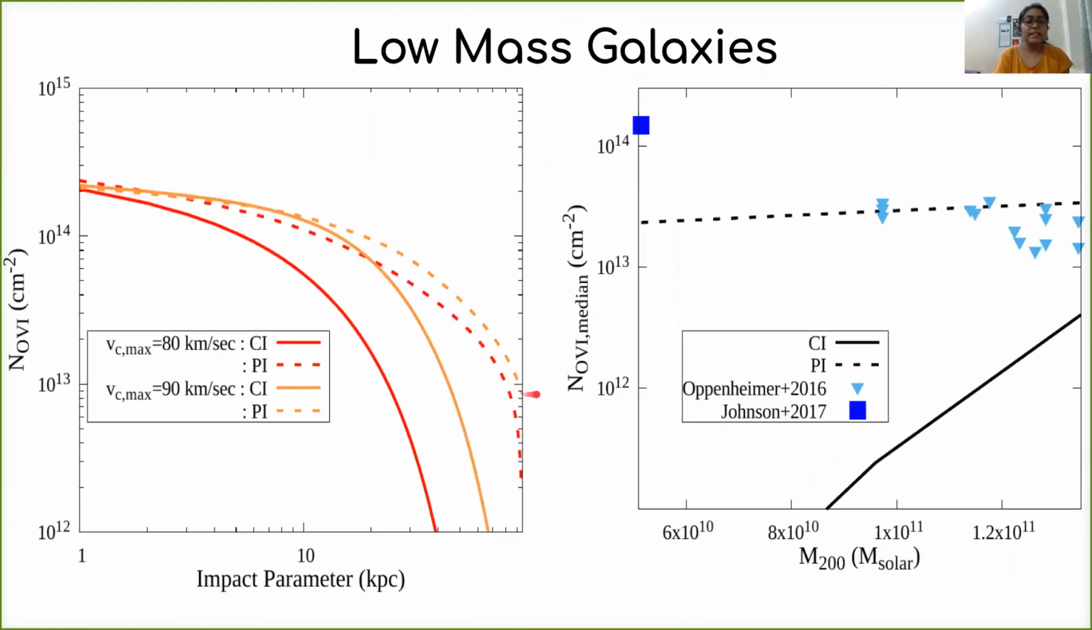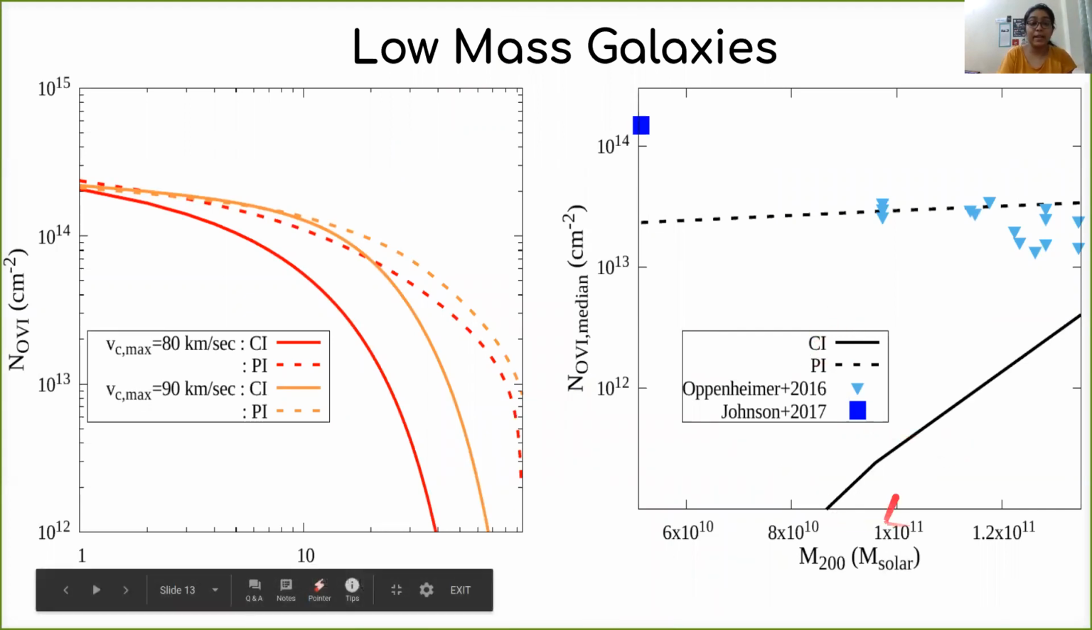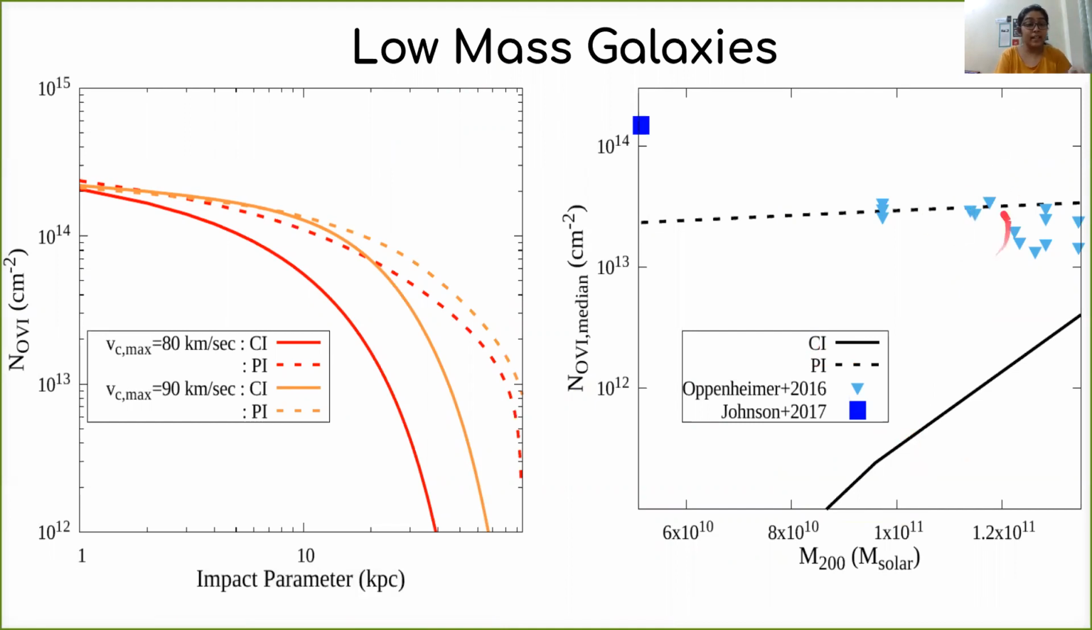Interestingly, as you can see in the plot, for low mass galaxies with halo mass less than 2 times 10^11 solar mass, photoionization plays an important role in explaining the expected high O VI column densities, where only the collisional ionization model failed to explain the same. However, the value of N_OVI from the photoionization model is not quite as large as the median value of N_OVI observed in dwarf galaxies by Johnson et al.